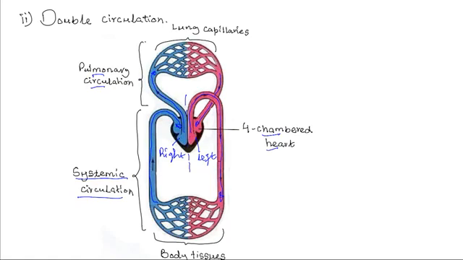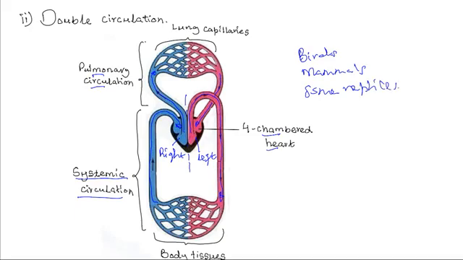Animals that have a double circulatory system include birds and mammals. Some reptiles also do have a double circulatory system.